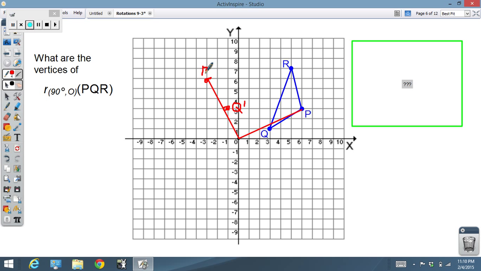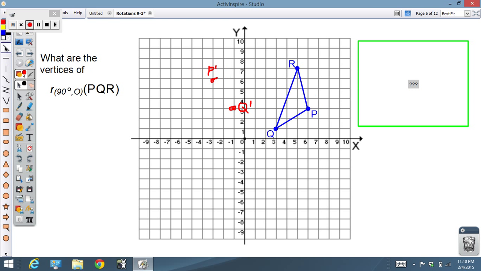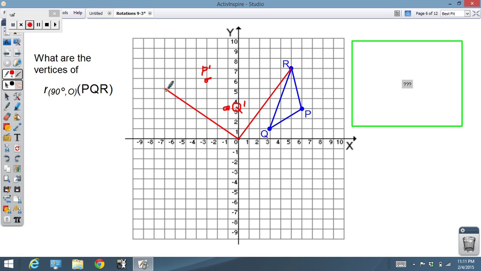Right, P prime. Okay, let's move that out of the way now, and do it one more time for R. Basically I know I'm going down 7 over 5, and I will have the same size line when I make a perpendicular line that is over 7 and up 5. So right here is where I'm going to draw R prime.